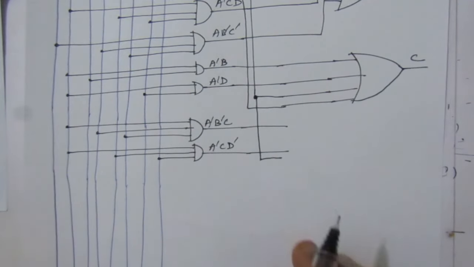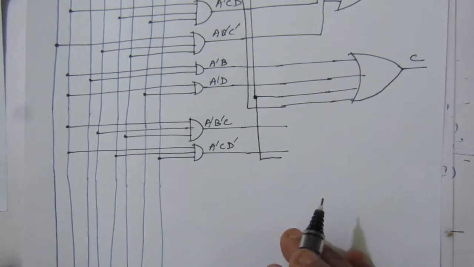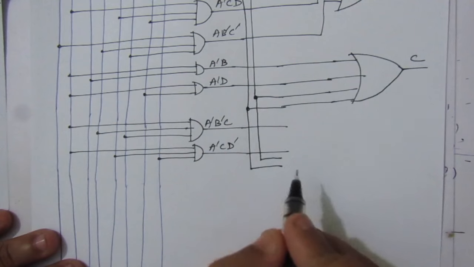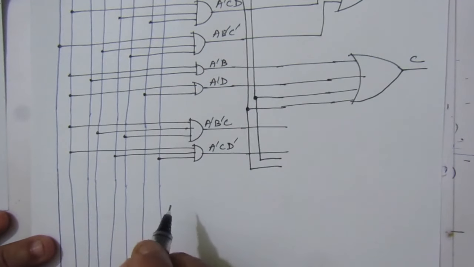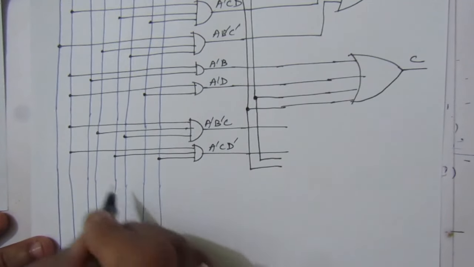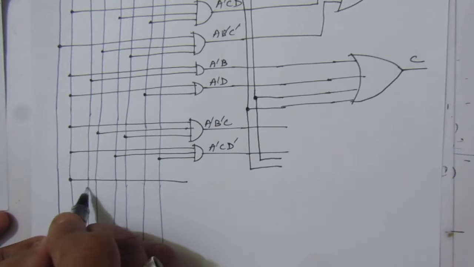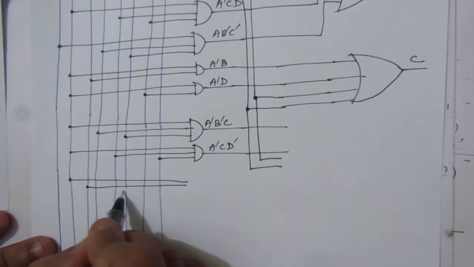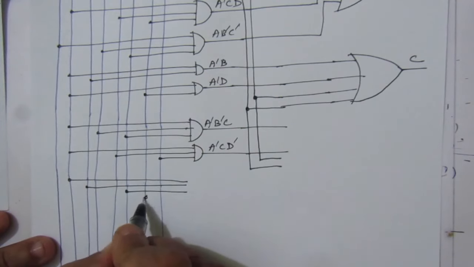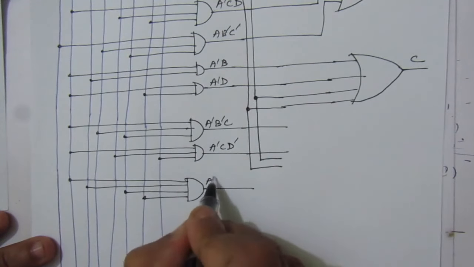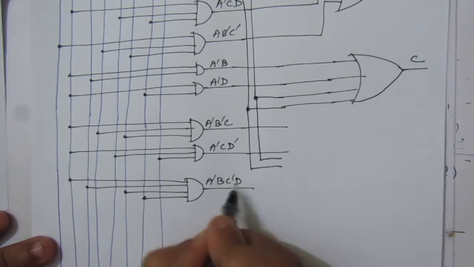Okay, and then we have b bar c bar d bar. So this is nothing but b bar c bar d bar. Draw a line from here. Okay, then we have the last term a bar b c bar d. A bar b c bar d. So you say AND gate, here we will get a bar b c bar d.